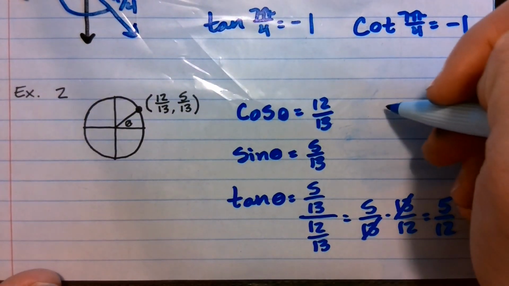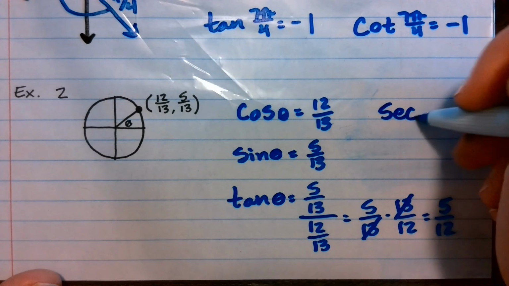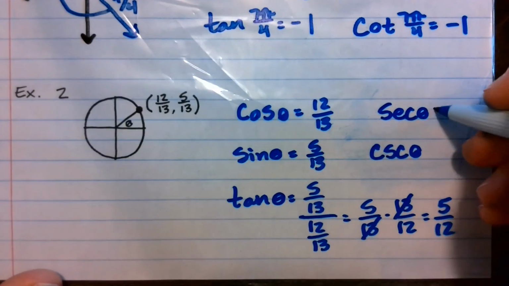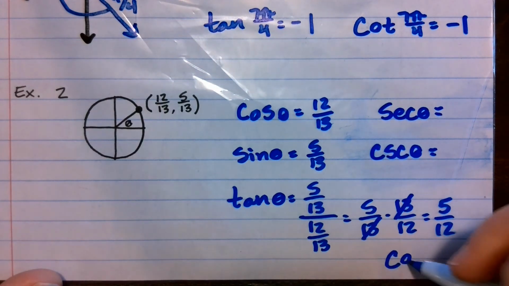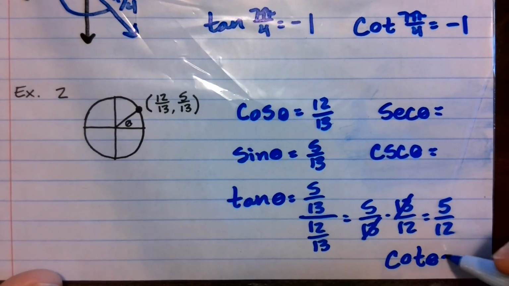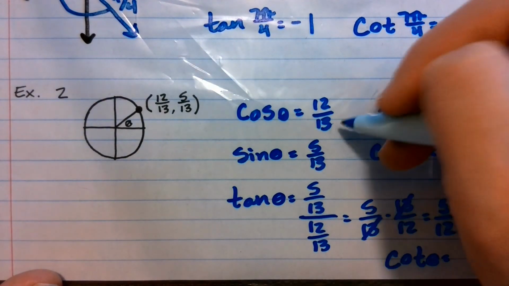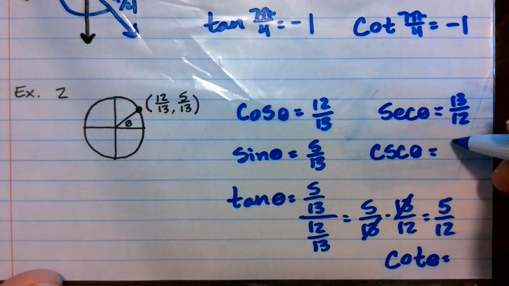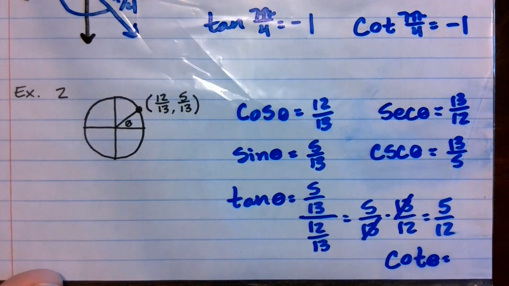Okay, so now we've got the secant left, cosecant, I'm going to run out of room here, but the cotangent here at the bottom. And I'm just taking the reciprocal of each of these. So my secant is going to be 13 over 12. Cosecant is my 13 over 5. And then cotangent is 12 over 5.